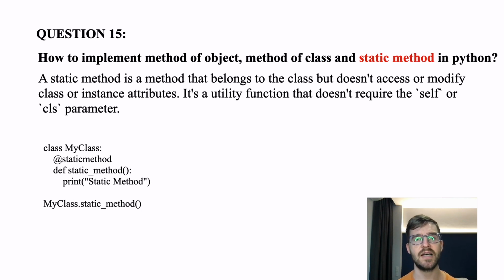And last one is a static method. A static method is a method that belongs to the class but doesn't access or modify class or instance attributes. It is a utility function that doesn't require the self or cls parameter. You can see an example on your screen. In summary, object methods are used for working with instance-specific data. Class methods are used for class-level operations. And static methods are utility functions that don't depend on class or instance state.